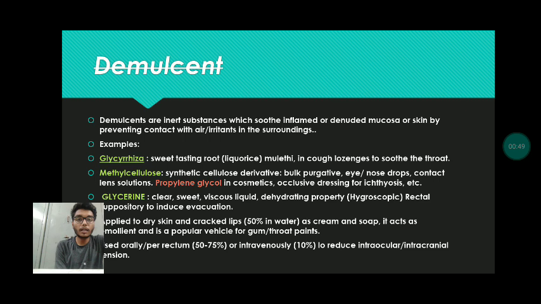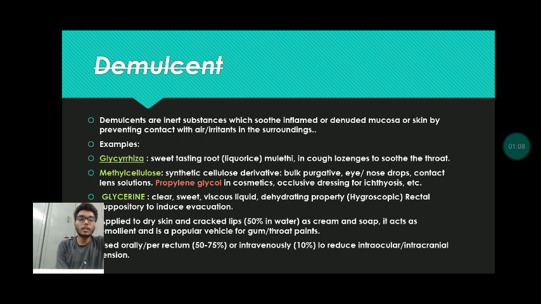Examples of demulcents are glycyrrhiza, a sweet tasting root, mulethi, used in cough lozenges to soothe the throat. Methyl cellulose, a synthetic cellulose derivative, acts as a bulk purgative. It is used in eye and nose drops, and also in contact lens solution.